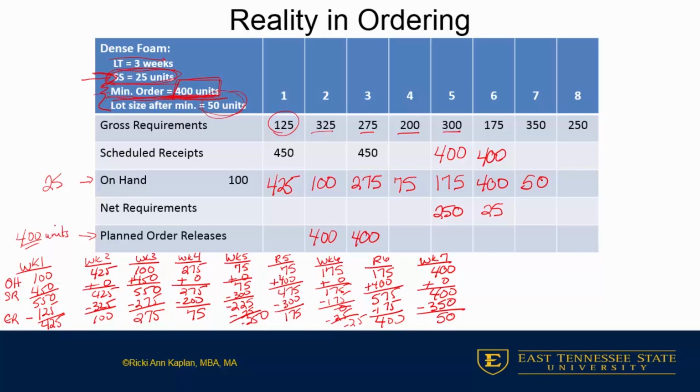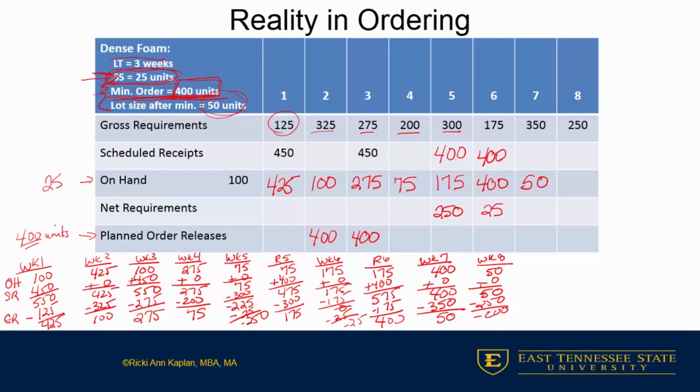I'm good to go. Let's take a look at week 8. Week 8, I had 50 units left over at the end of week 7. I have no scheduled receipts, which gives me 50 units to be able to use. I plan on using my gross requirements, 250 units, which means I'm short 200.